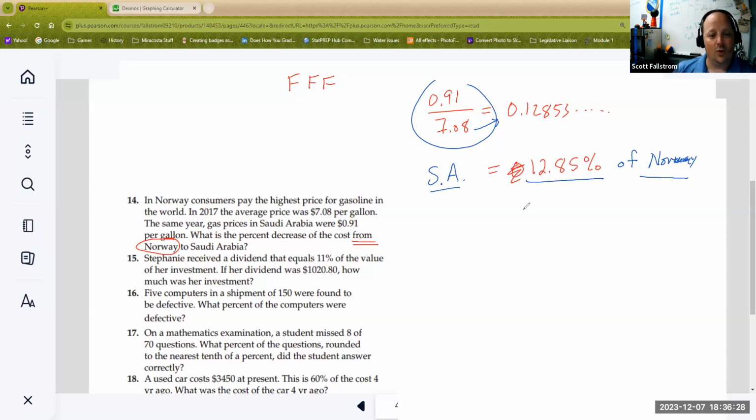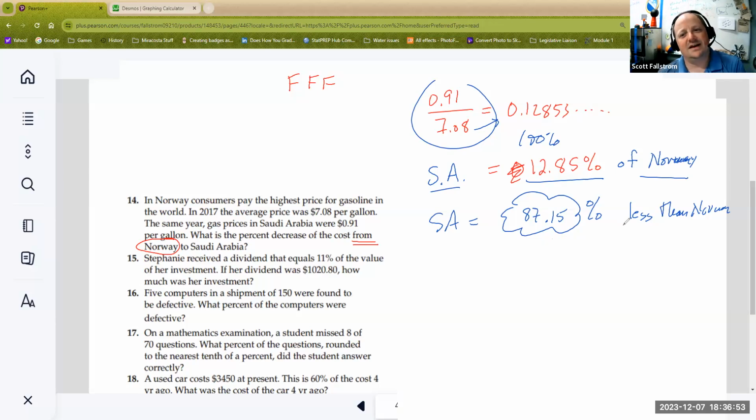Well, what does that mean? That means Saudi Arabia is what percent less than Norway? And we always base it on 100%. So when you subtract 100% from this, you will get a 0.15 and you will get an 87. So it is an 87.15% decrease. That is how you can do that problem.